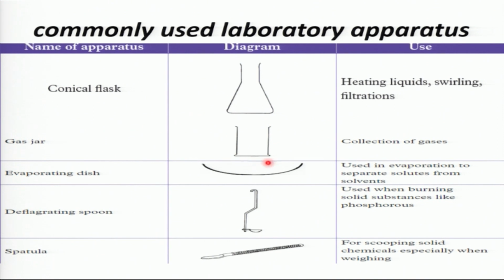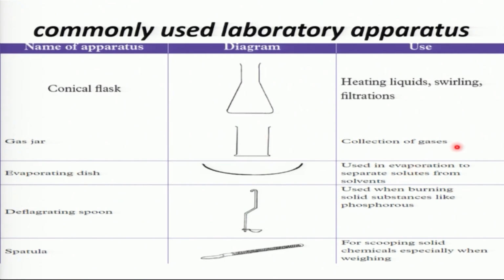All right? So this is a gas jar. It helps in the collection of gases. When you are doing some practicals, there are some experiments where there is a liberation of gases, all right? And we need to collect the gas. So we use the gas jar. A gas jar is used in the collection of gases, as the name indicates, gas jar. So, evaporating dish.